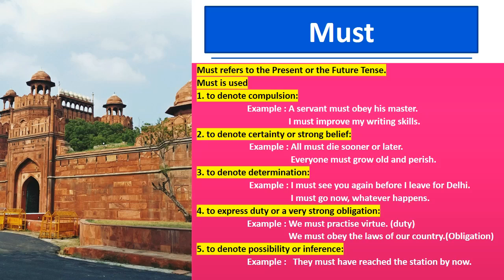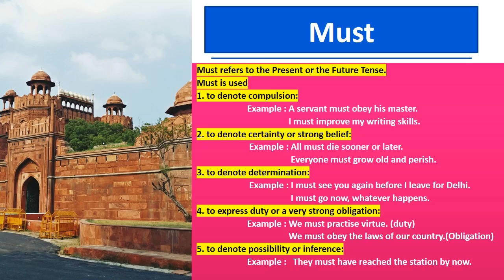Point number 2, to denote certainty or strong belief. For example, all must die sooner or later. Everyone must grow old and perish. Point number 3, to denote determination. For example, I must see you again before I leave for Delhi. I must go now whatever happens. So this is strong determination.